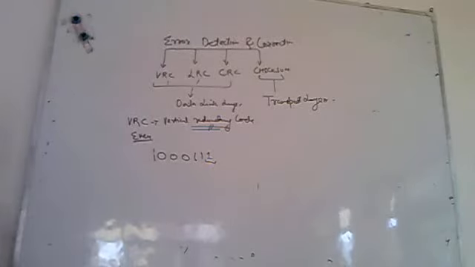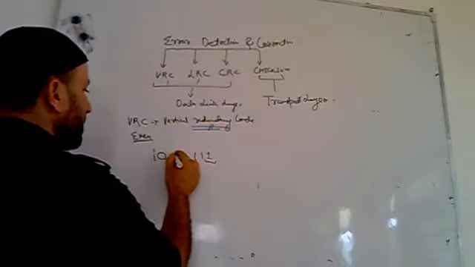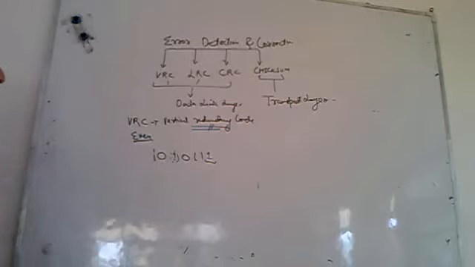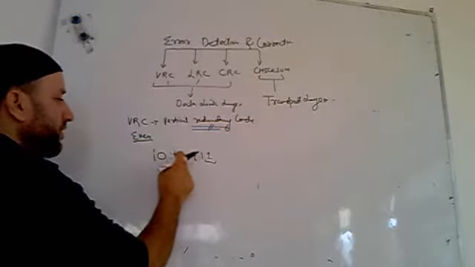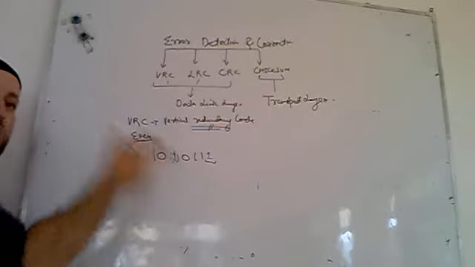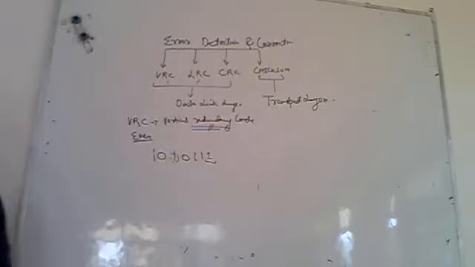And if I send it, tomorrow some error occurs, this 0 becomes 1. This is an error this time, but when I send, I don't know this is an error. But when I calculate the number of ones at the receiver, 1, 2, 3, 4, 5, the number of ones is coming as odd. So this is an error, because my number of ones should be even.